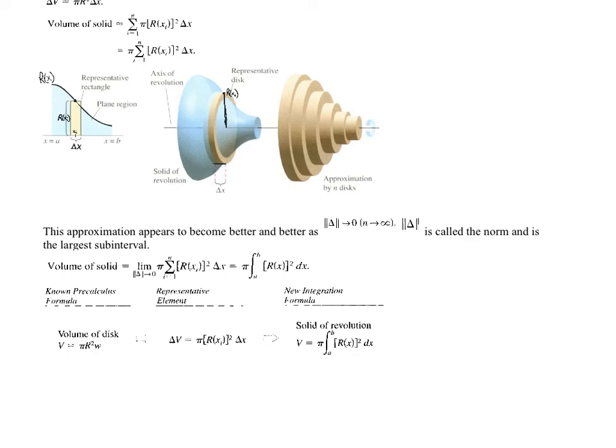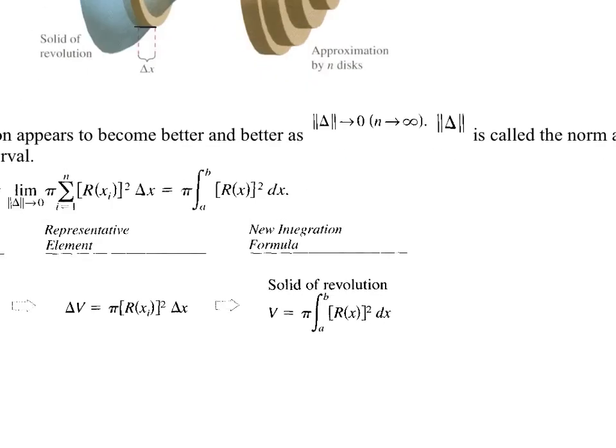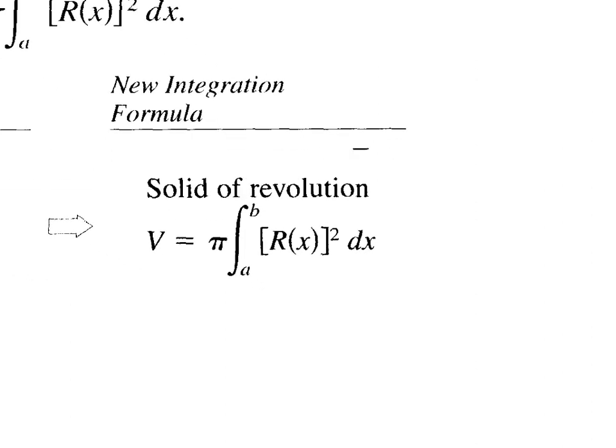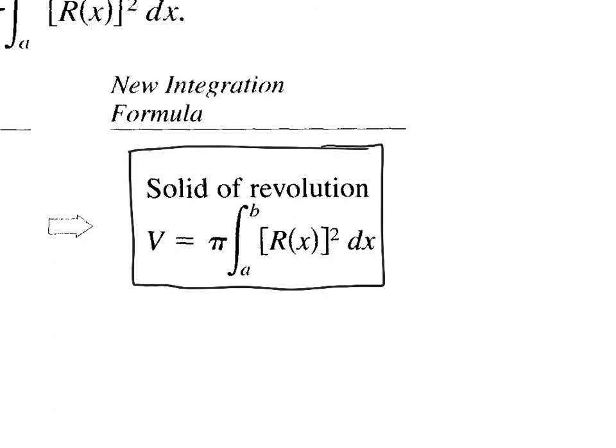The limit of the sum we're familiar with is our integral, and that's where we get the formula for our solid of revolution right down here, okay? The volume is pi times the integral from a to b of the function squared. Can you show me how the other formula led to this one?